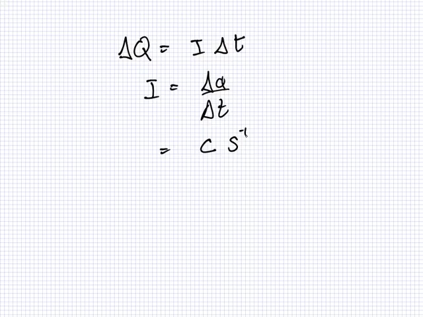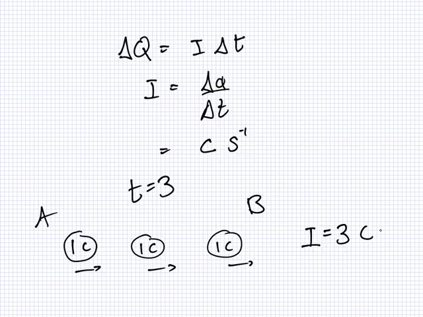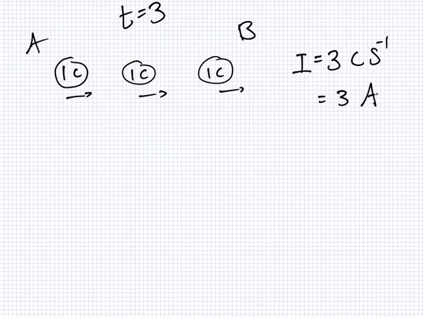So if I could try and draw that, let's imagine we have 1 coulomb here, 1 coulomb here, 1 coulomb here, and they all move to the right, and this is A and this is B, and let's say it takes 3 seconds to do this. Then we can say the current is 3 coulombs per second. Or, as we learned yesterday, that's called 3 amps. That's okay, right?